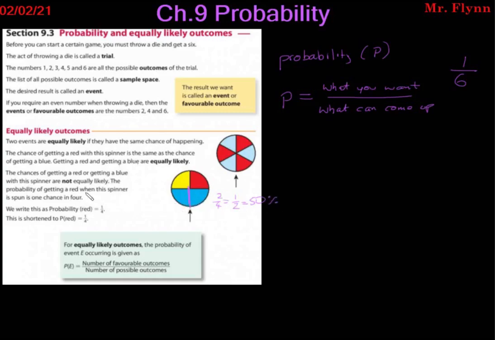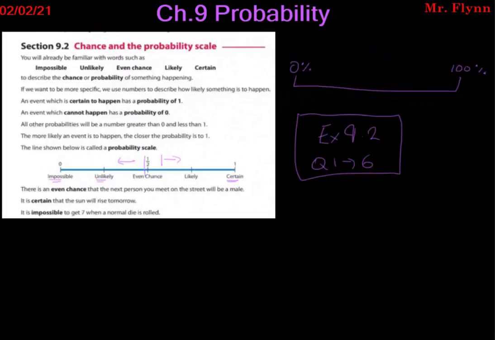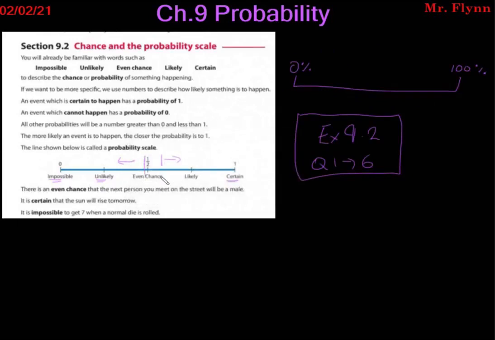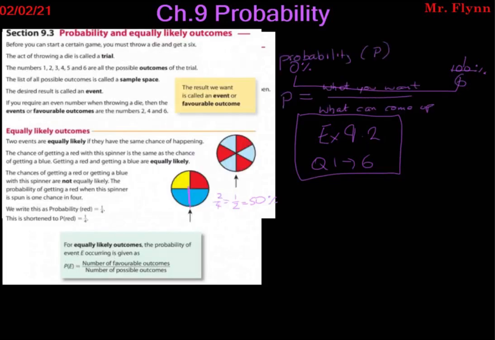If we remember back here, so if I just turn this layer off and we go back to our probability scale, anything that has a probability of 50%, we say that it has an even chance of occurring. So a 50% probability, the English word that goes along with that is even. So we have an even chance of landing on a blue in the example back here.